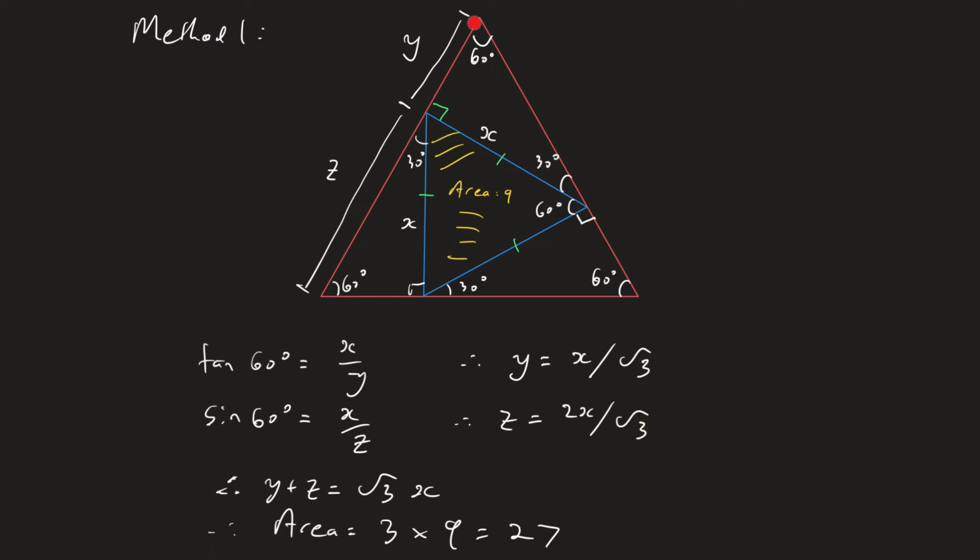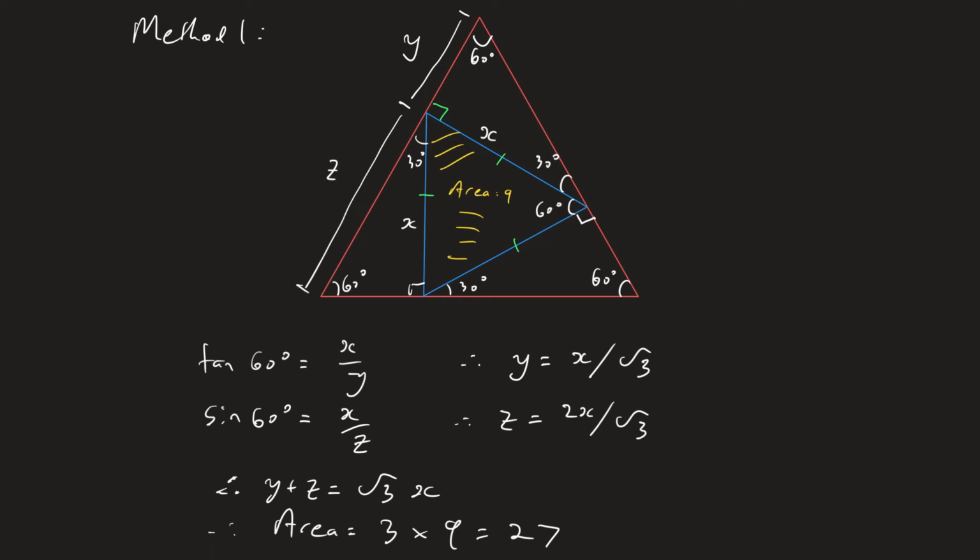This means that the total side length of the red triangle, being y plus z, is equal to this plus this. 2x plus x gives us 3x, all divided by the square root of 3. In other words, this is the square root of 3, so y plus z is the square root of 3 times x. If the side length increases by a scalar, the area increases by the square of that scalar. The square of the square root of 3 is just 3, so the area of the outer triangle is 3 times as large as the area of the inner triangle.